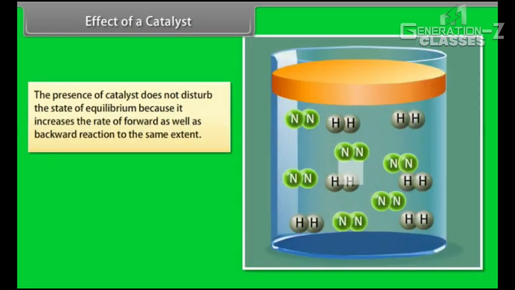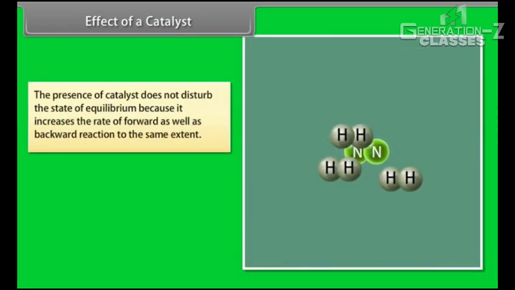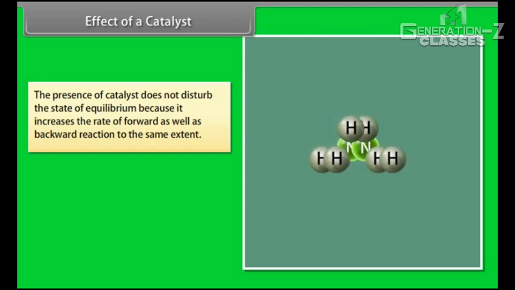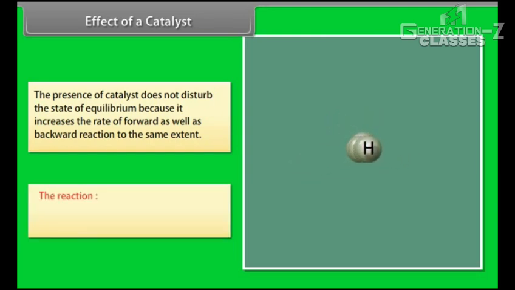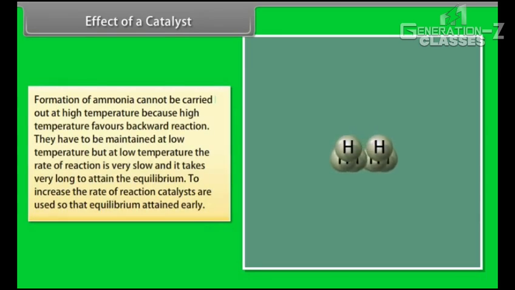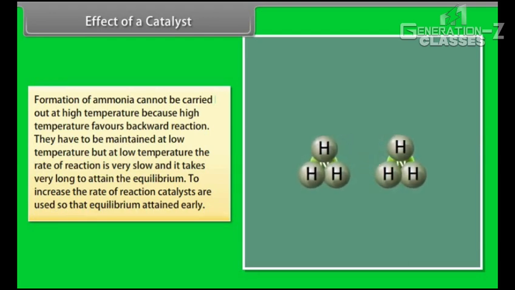Effect of a catalyst. The presence of a catalyst does not disturb the state of equilibrium because it increases the rate of forward as well as backward reaction to the same extent. The reaction of formation of ammonia can be carried out at high temperature because high temperature favors backward reaction.